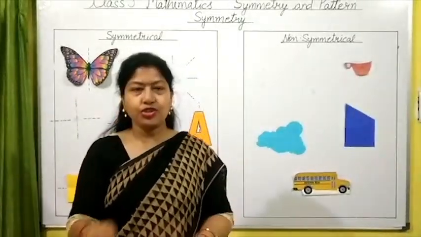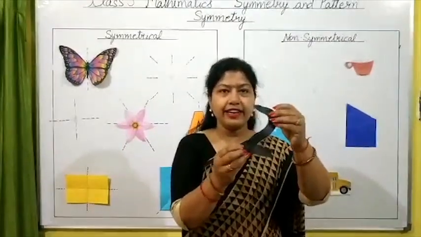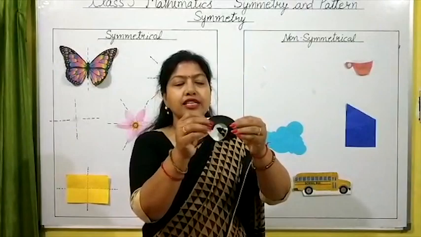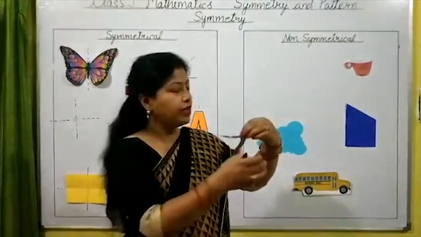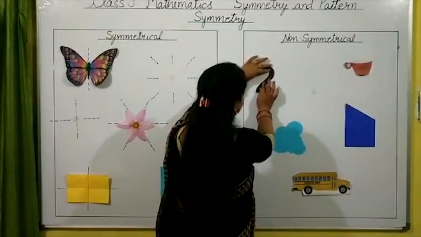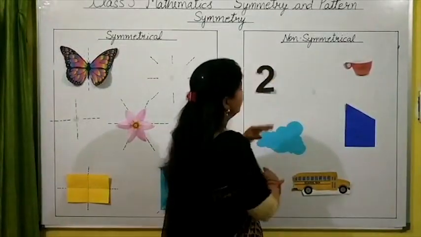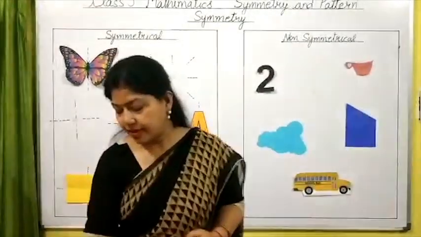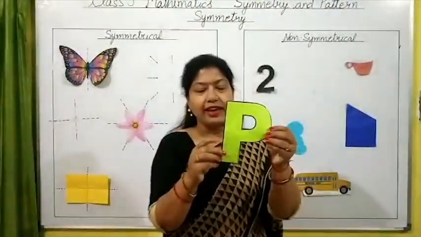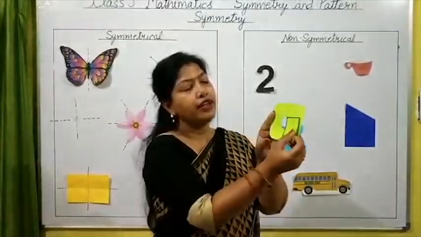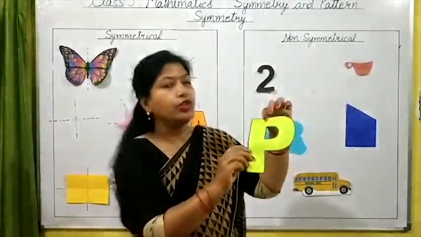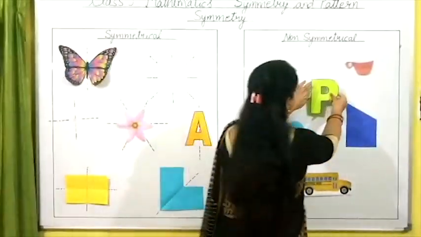Now number 2. Let's check it. Is it symmetrical or not? Both the parts do not match. So this number 2 is not symmetrical. Now again, here is the letter P. By folding it in this way, both its parts do not match each other. So this is not symmetrical.